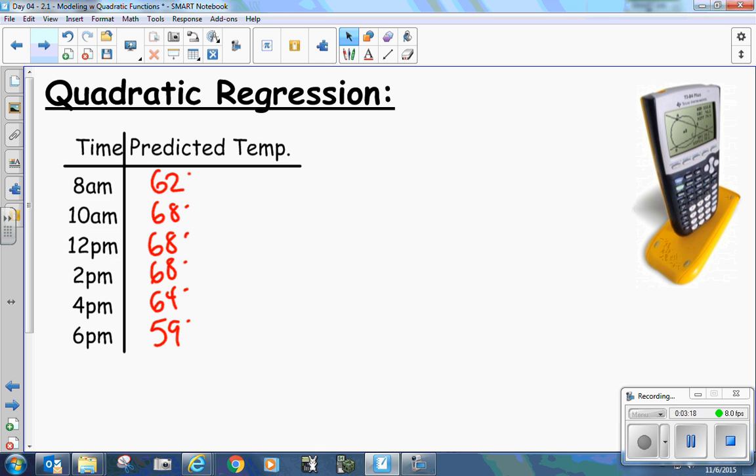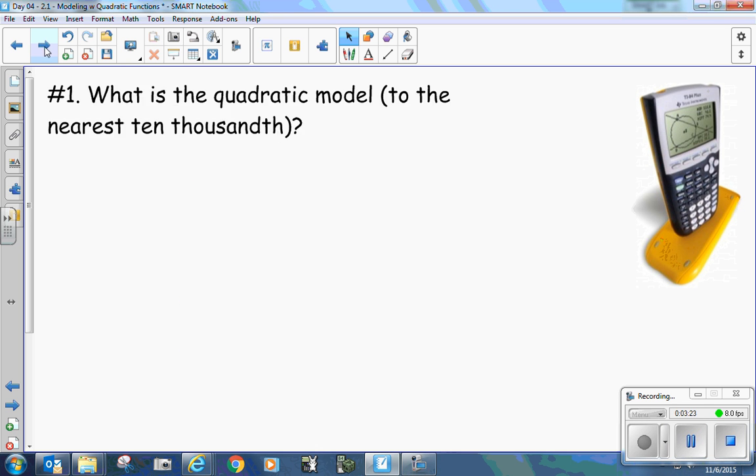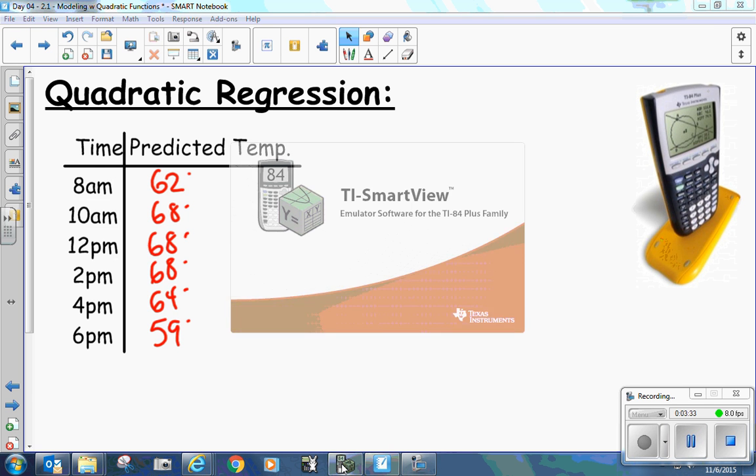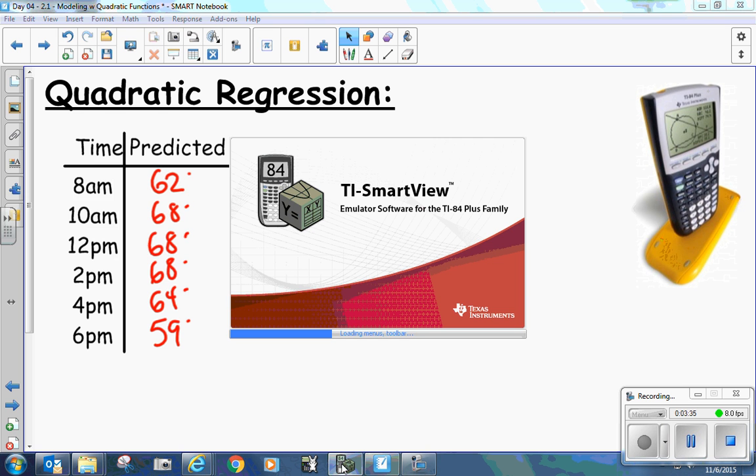We are going to take this and put it in the quadratic regression of the calculator, and we're going to start to answer these questions. But I'm going to stay here just so I can see this, okay? And I'm going to open up our calculator. If you don't have a calculator, get one.